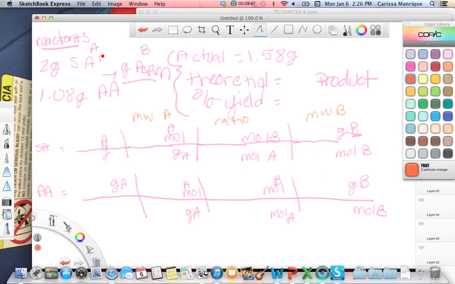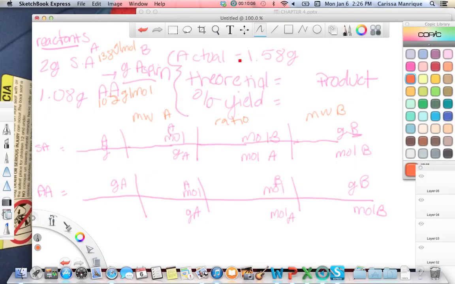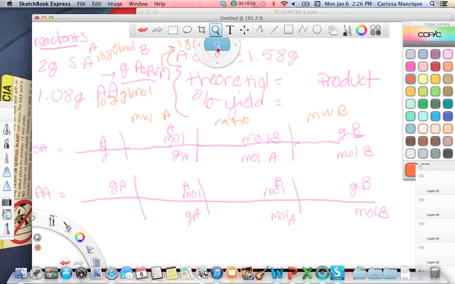Let me write on here. 138 gram per mole. 102 gram per mole. And then over here, what is aspirin? 180 gram per mole. I'm getting these numbers right here. Aspirin is 180 gram per mole. Now I'm all over the place.